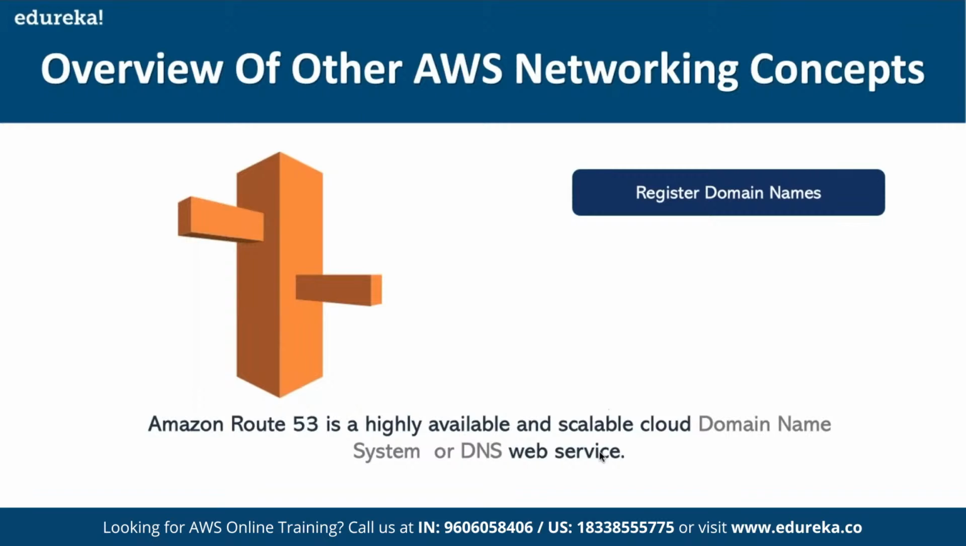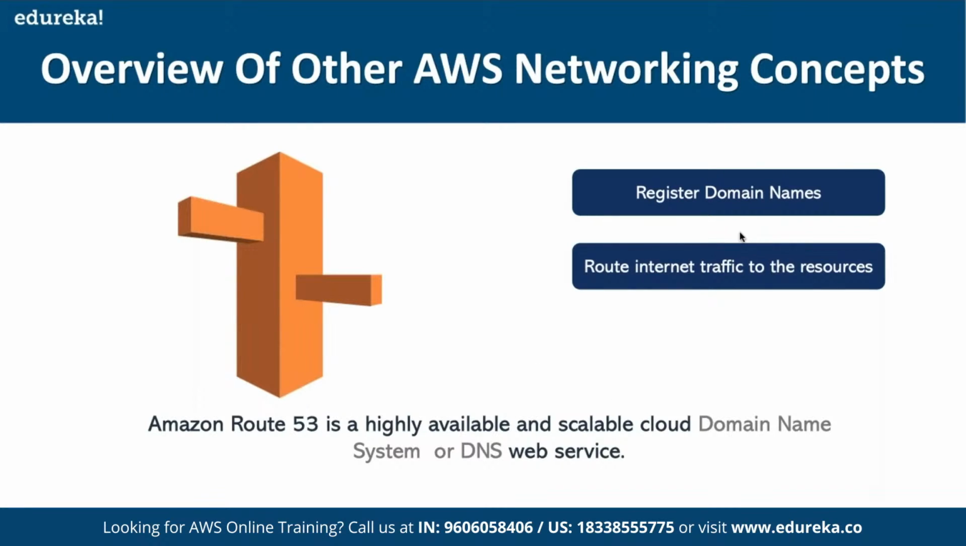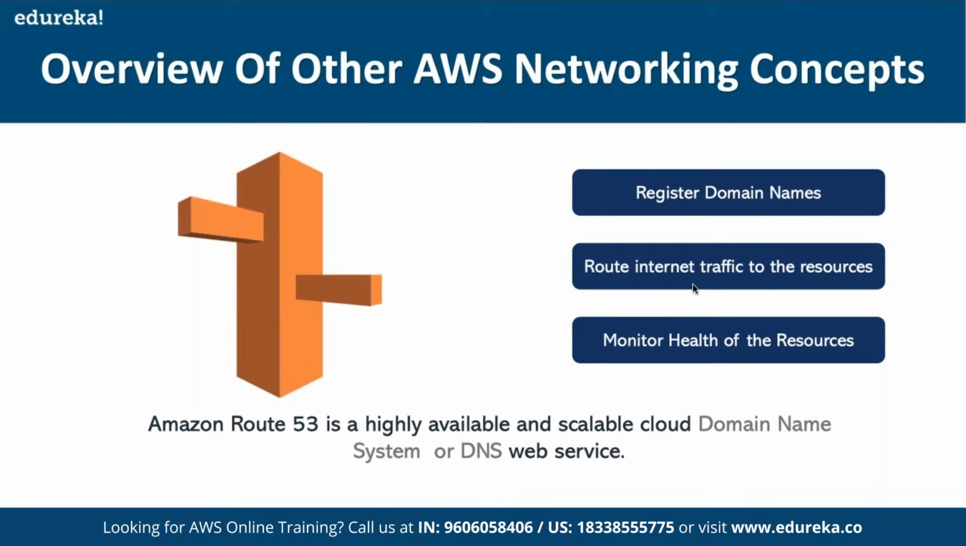Route 53 is a domain name service that helps you register your domain names, route the internet traffic to the resources you map, and monitor the health of your resources with the help of the dashboard provided. Now, having said that, let's take a demo on how to create a VPC and how we create public and private subnets as a part of it. I go to the VPC section.